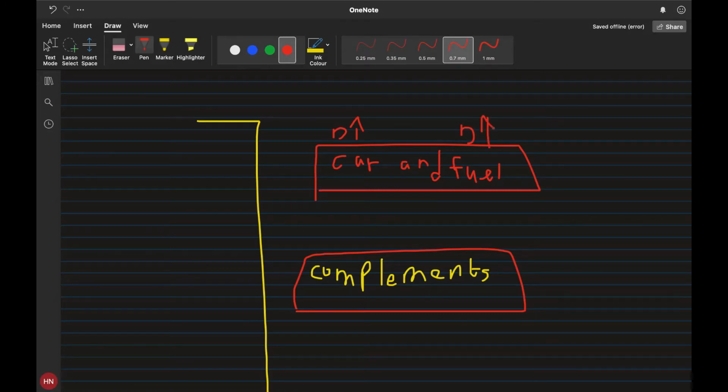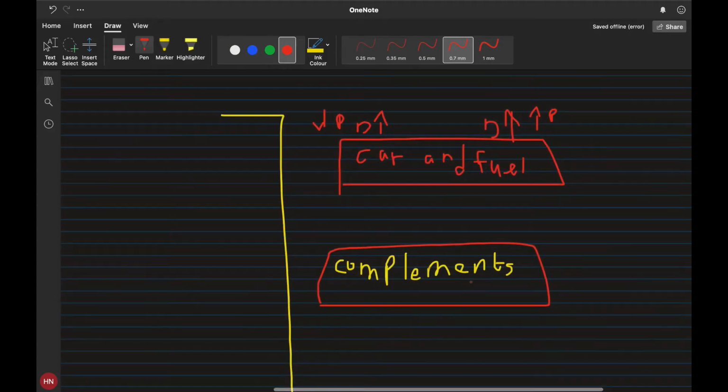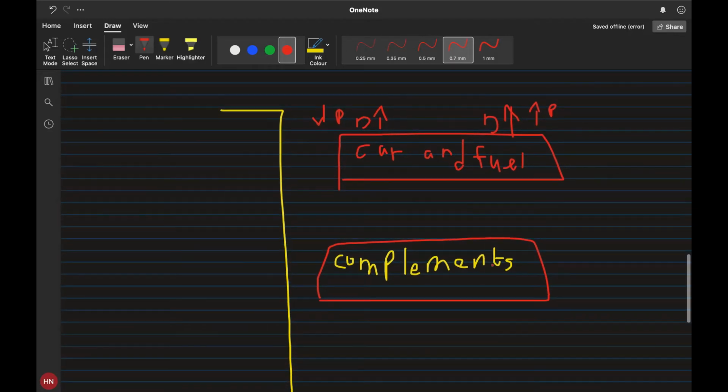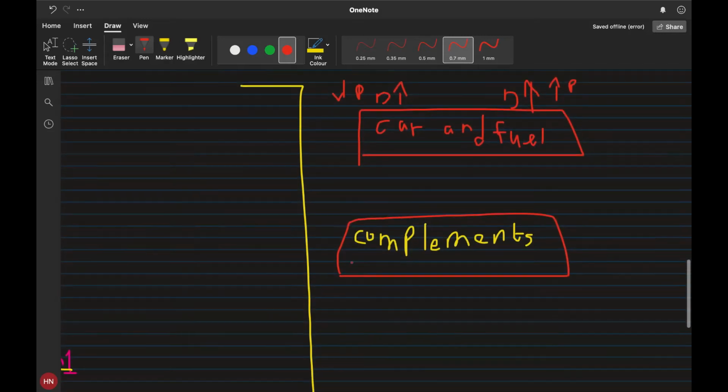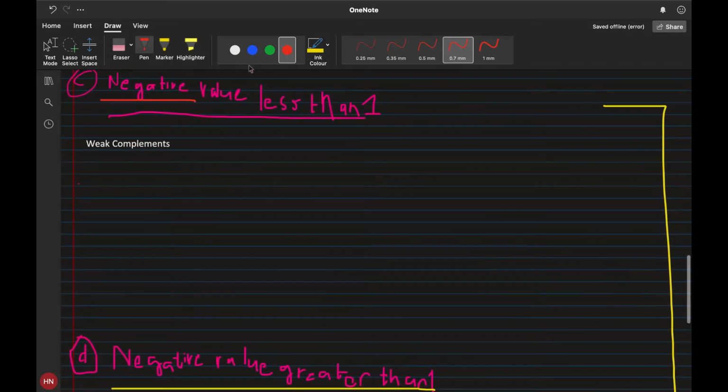Just like that, if the price of fuel goes up, then the demand for cars will go down. They have this negative relationship. And so because of that, they're known as complements, and the value of XCD is negative. In the case of weak complements, I think we can take any example. Let's just stay with good A and good B.